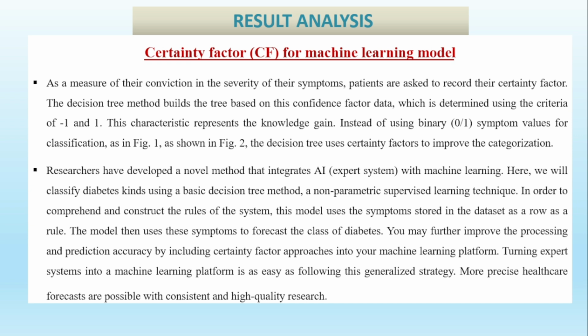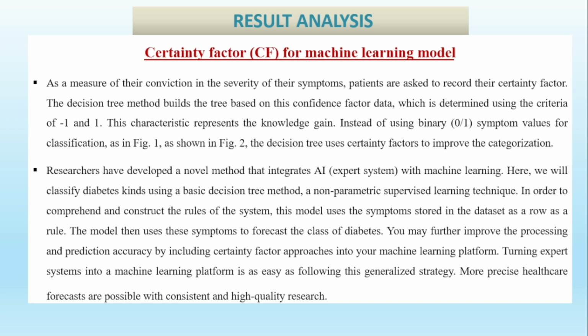The symptom values for classifying are shown in figures 1 and 2. Figure 1 shows it without the CF factor, and Figure 2 is with the certainty factor. In Figure 2, the decision tree uses the certainty factor to improve the categorization. Researchers have developed a novel method that integrates an AI expert system with machine learning. Here we will classify diabetes kinds using a basic decision tree method, a non-parametric supervised learning technique, in order to comprehend and construct the rules of the system.